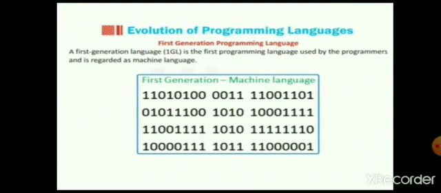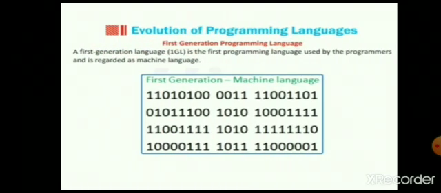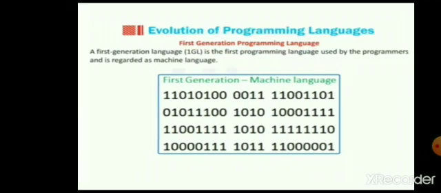The first programming language was the first generation programming language. It is a low level language that only the computer understands. Okay, it is in the form of 0 and 1. It is the only language that the computer understands.